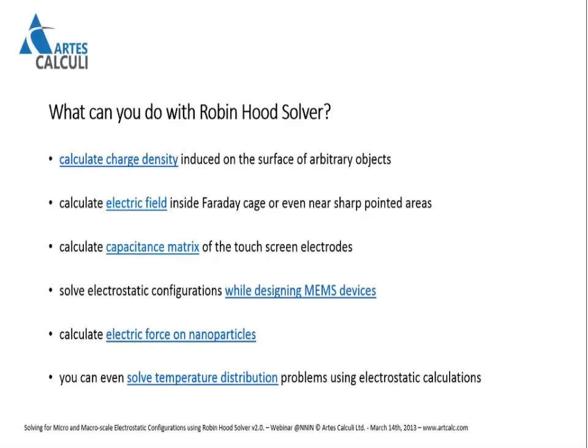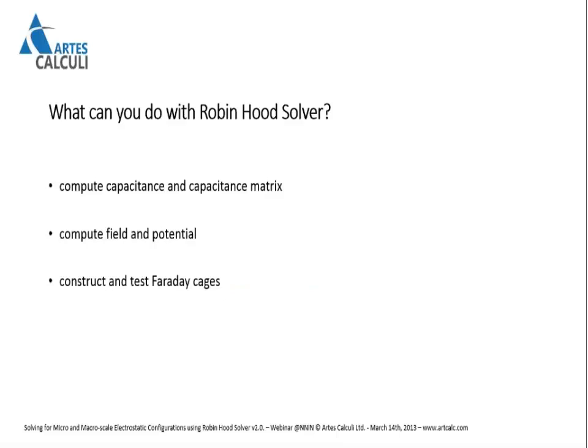You can solve electrostatic conditions while designing microelectromechanical systems. You can calculate the force on particles, and you can even solve distribution problems using electrostatic calculations, although this is not the main point of Robin Hood Solver. To summarize, Robin Hood Solver computes capacitance and the capacitance matrix of the electrostatic model. It computes field and potential, and it is very useful for constructing and testing Faraday cages.